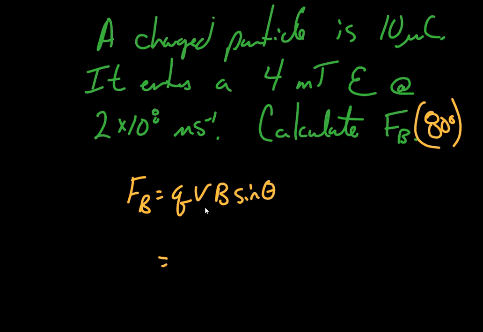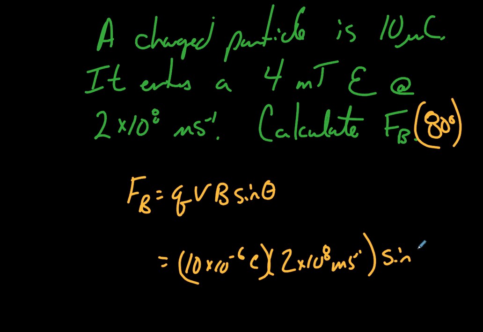So Q we said was, what did we say? 10 microcoulombs. So 10 times 10 to the negative 6 coulombs. 2 times 10 to the 8 meters per second. And then sine 80 degrees. Oh, and I forgot the field strength, which is 4 milliteslas. So 4 times 10 to the negative 3 teslas. Oh, it barely fits. Can we do this in our heads?